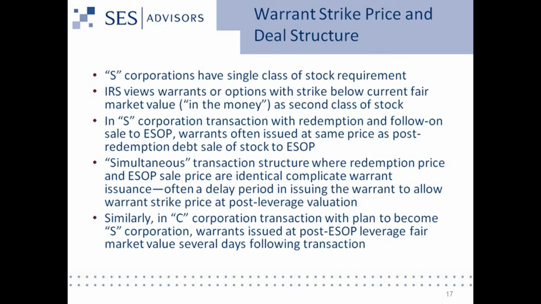My own view of this is that the best way to avoid this problem is not to do simultaneous transactions. I think once we've redeemed the stock for $10 million, it makes a lot more sense to issue it to the ESOP from the company at the post-leverage value, and therefore we avoid the issue. And similarly, when we have a C corporation transaction, as we described, where we're eventually going to be an S, again, we may want to wait several days to actually issue the warrant so that we make sure that we've locked in the post-leverage price rather than the deal price as our strike price.